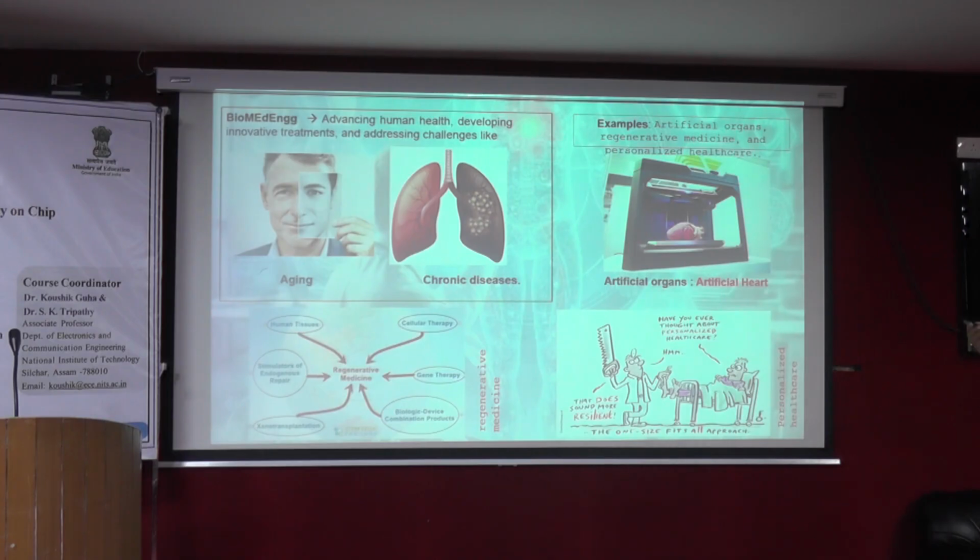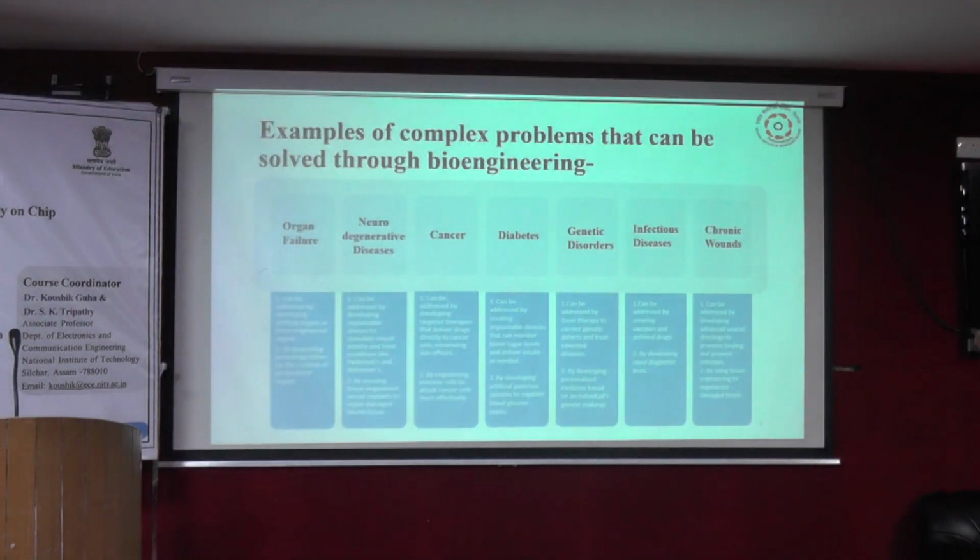Similarly, artificial organs, the artificial heart. A group in Russia has already worked on that. If you Google it, you can see Sputnik. They have made an artificial heart and it was named Sputnik. So these are examples of the complex problems that can be solved through this new bioengineering: organ failure, neurodegenerative diseases, cancer, diabetes, genetic disorders, infectious diseases, chronic wounds. These are very complex problems.